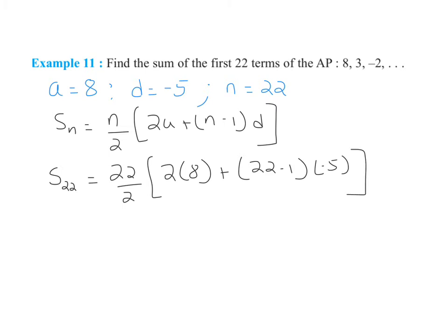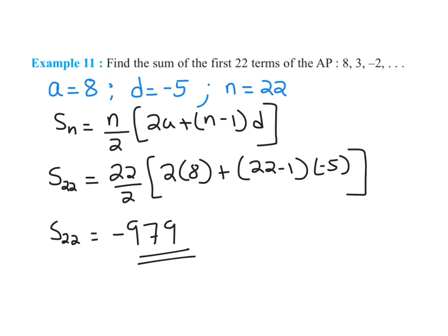We plugged it in, and this is pretty easy. They are just numbers. If you solve them, you will find that it is negative 979. So, the sum of the first 22 terms of this arithmetic progression is negative 979. Excellent. Keep trying.